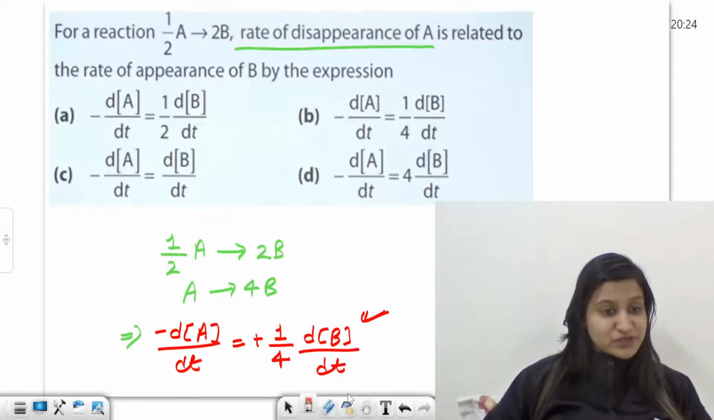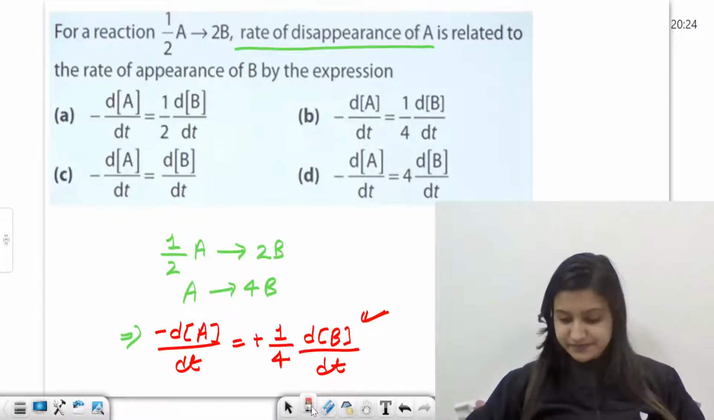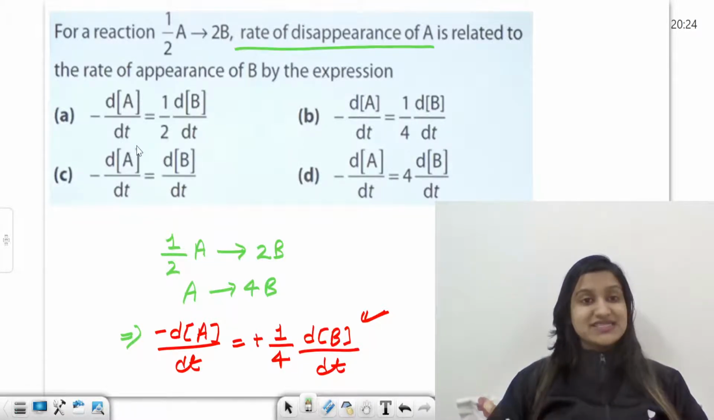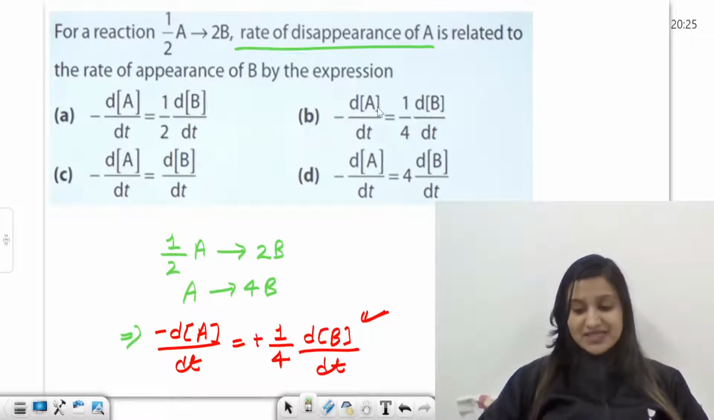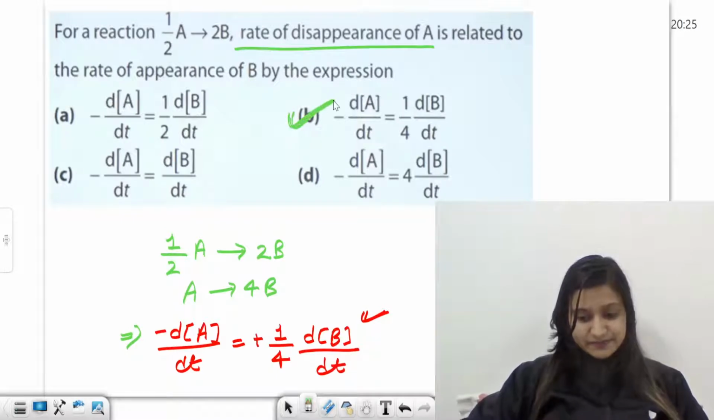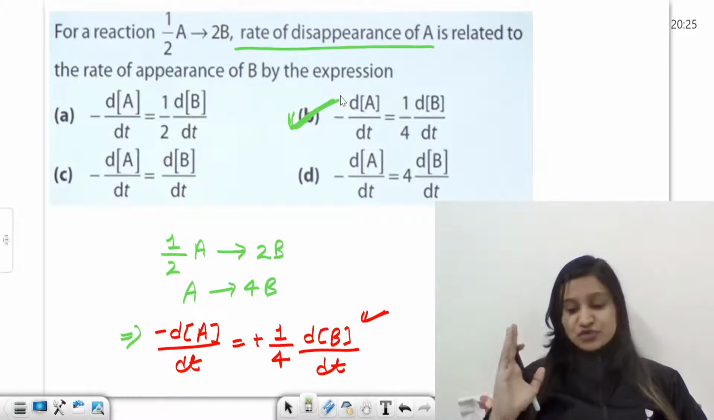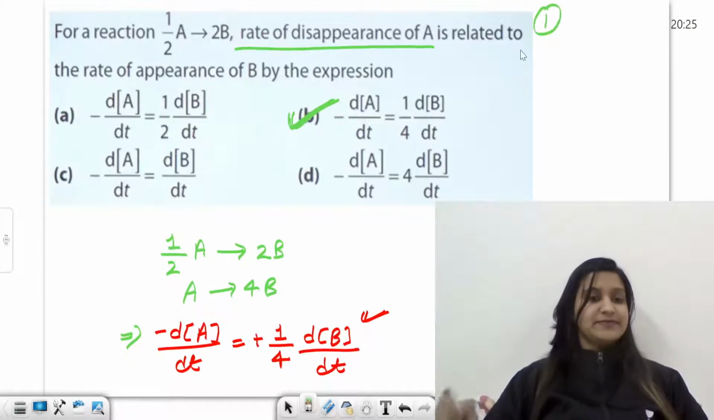So let's look at the options. The very first option says minus dA by dt is equal to 1 by 2 dB by dt. No, this is not the correct answer. Let's look at the B option. Minus dA by dt is equal to 1 by 4 times dB by dt. Exactly. That's what we have calculated. Cool. So I hope that this question is clear to you. This was our question number 1.